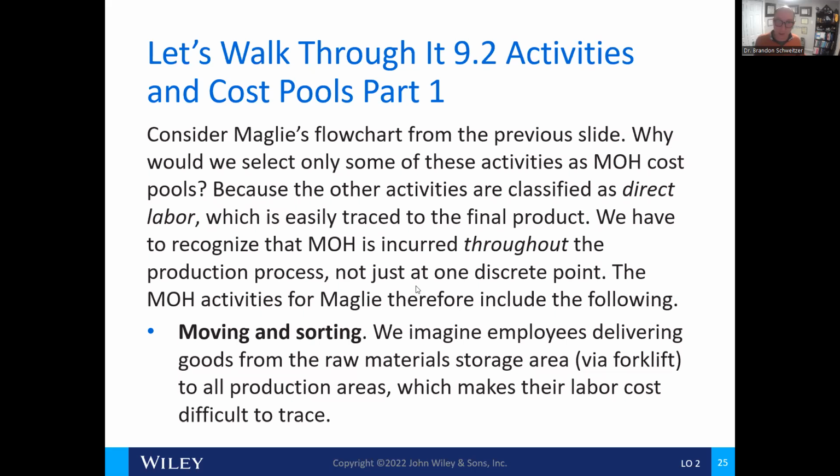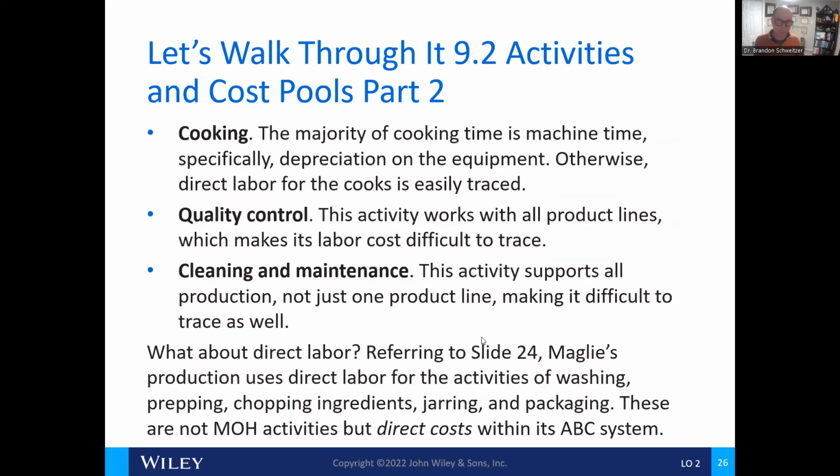For example, in the moving and sorting department, we look at the employees delivering goods from the raw materials storage area using something like a forklift. This, of course, makes direct labor a little bit more difficult to trace. In the cooking department, there are machines used, so machine time might be the best activity driver. Otherwise, direct labor would be the easiest to trace.